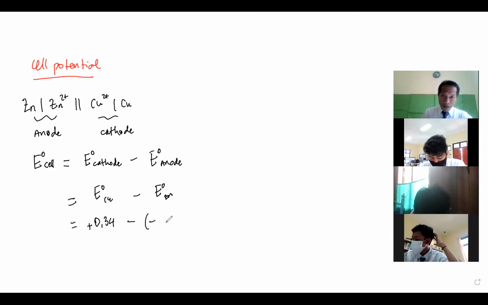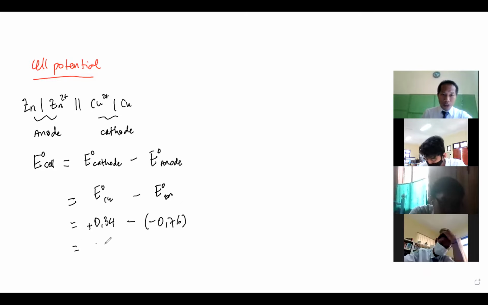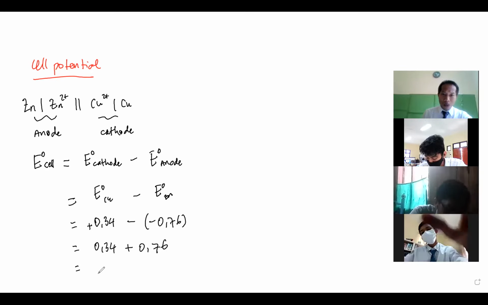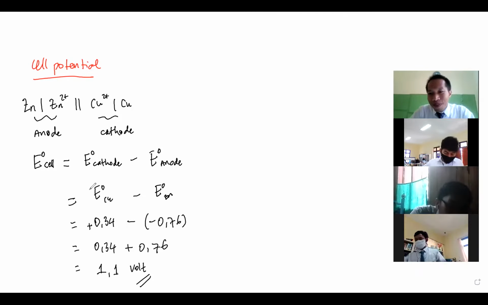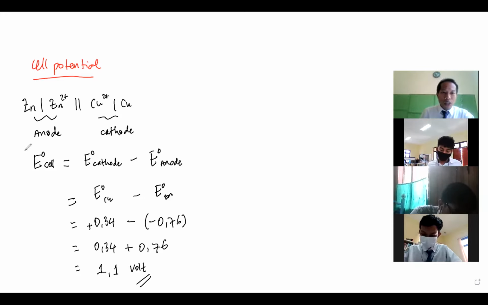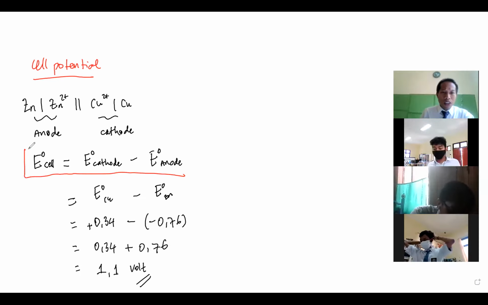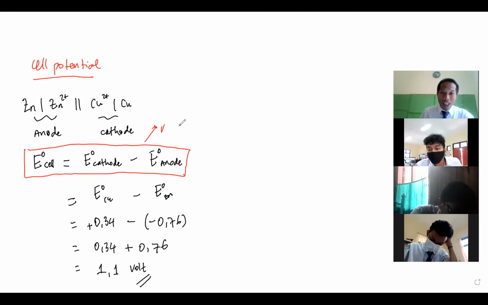Negative 0.76. All right. If I calculate this one, 0.34 minus, become plus 0.76, what will be the value? 1.1. It is the same like we see in the experiment, isn't it? So our formula to find the E0 cell is E0 cathode minus E0 anode. And this is only for Voltaic cell, not for the other cell.